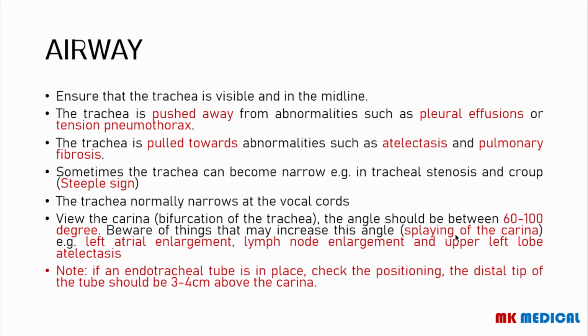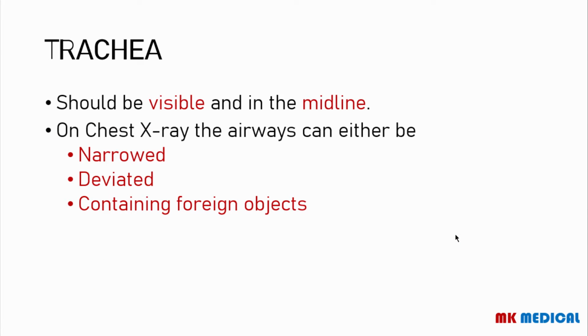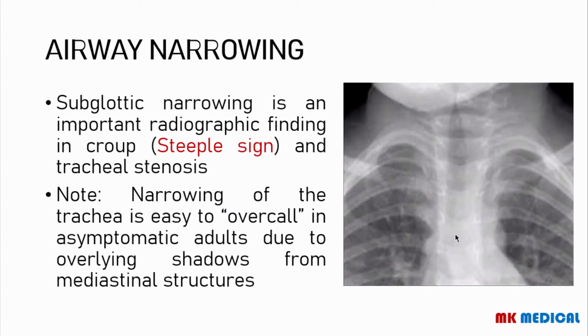And take note that endotracheal tubes are supposed to be placed in the position where the distal tip is about 3 to 4 centimeters above the carina. So the three pathologies that are important when it comes to the trachea is it could be narrowed, it could be deviated, or it could contain foreign objects. So the first thing that you look at on the X-ray after you've done all your technicalities and your demographics of this X-ray, you should look at the airway. So you should ensure that the airway is in the midline, it's not deviated, it's not narrowed, and it doesn't contain any foreign object.